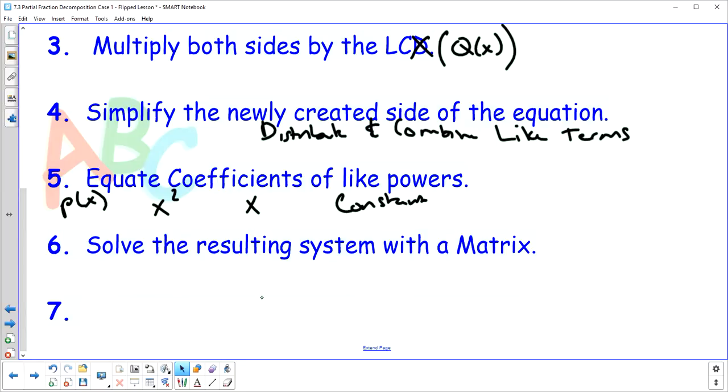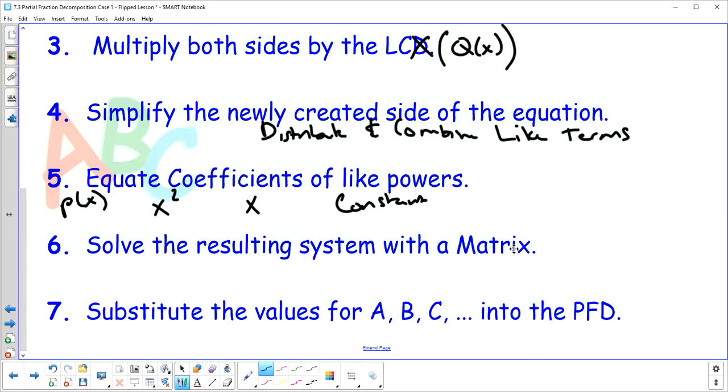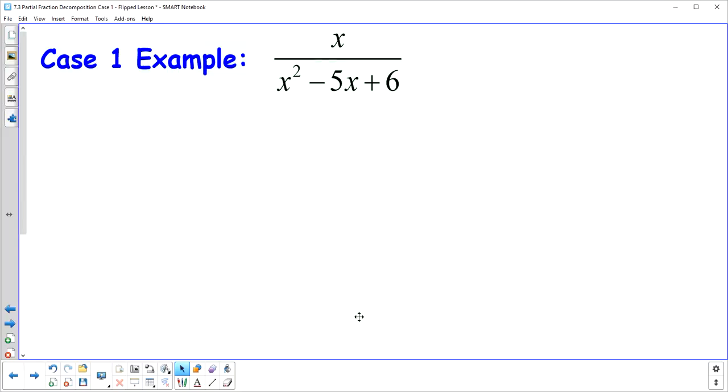And finally, once we do that matrix, we are just going to use our calculator to solve that matrix. That's one of the big reasons we did that and why we have talked about systems so often recently. And finally, substitute the values for A, B, and C back into the PFD, meaning write your numerators, these are the numerators, to show what your actual answer is. Okay, these are the values we're looking for, but your actual answer is when you substitute them back in. Okay, hopefully one example is going to make that a little more clear.